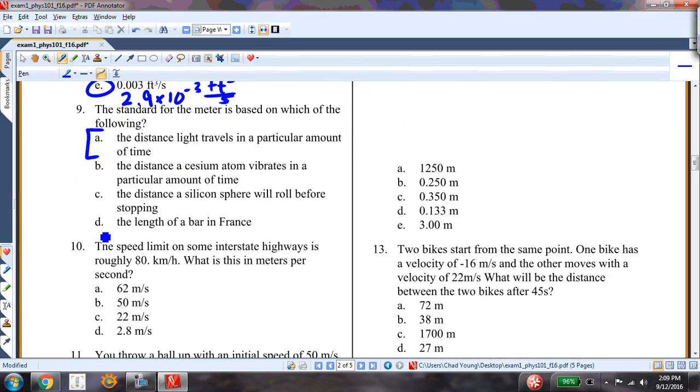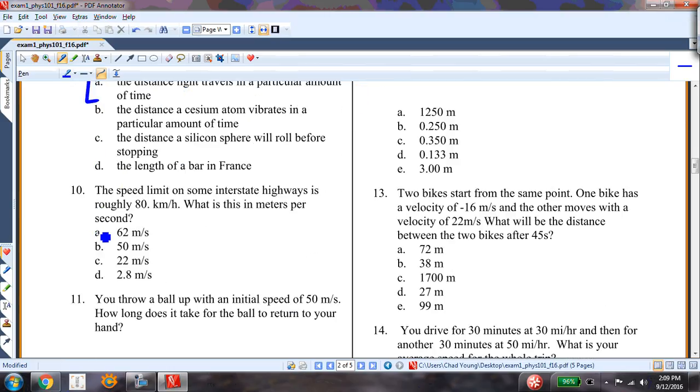It's the distance that light travels. The speed limit on some interstate highways is 80 kilometers per hour. What is this in meters per second? Notice I have this little period here. That means I'm keeping 2 sig figs. So I have 80 kilometers per hour.